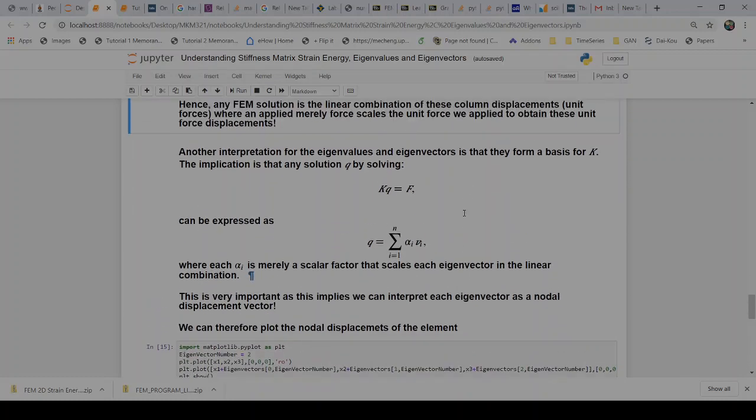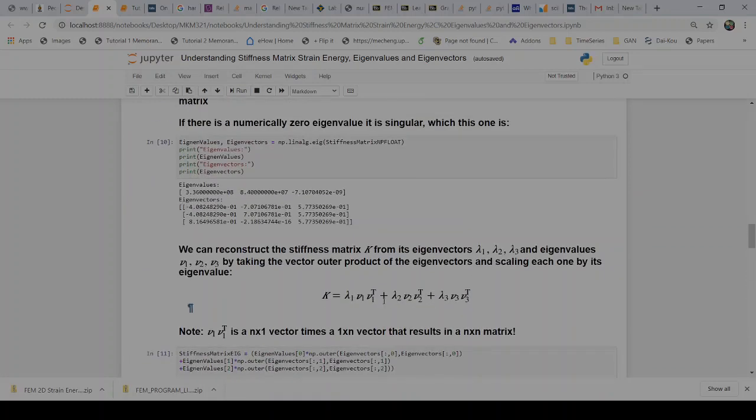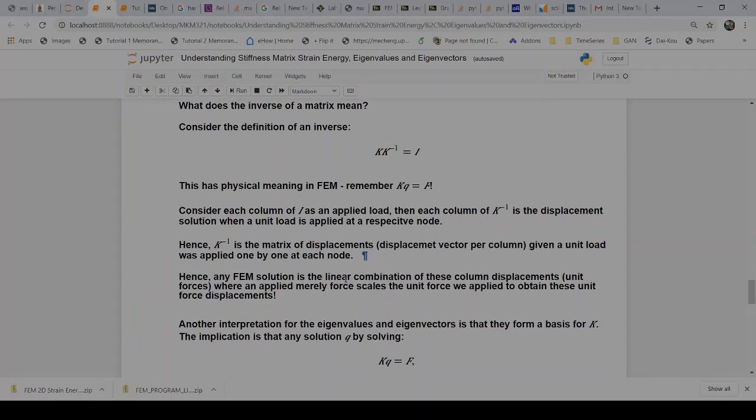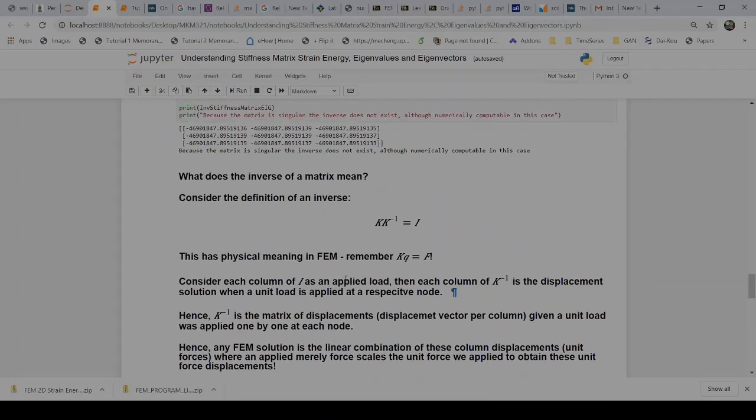Okay, another implication of the eigenvectors and eigenvalues is that they form a basis for K. If I put all the eigenvectors and eigenvalues together, I have a basis for K, and this is what this demonstrated. Here was K, and I could reconstruct K because V1, V2, V3 form the basis for it. Important observation, really important point to take note of.